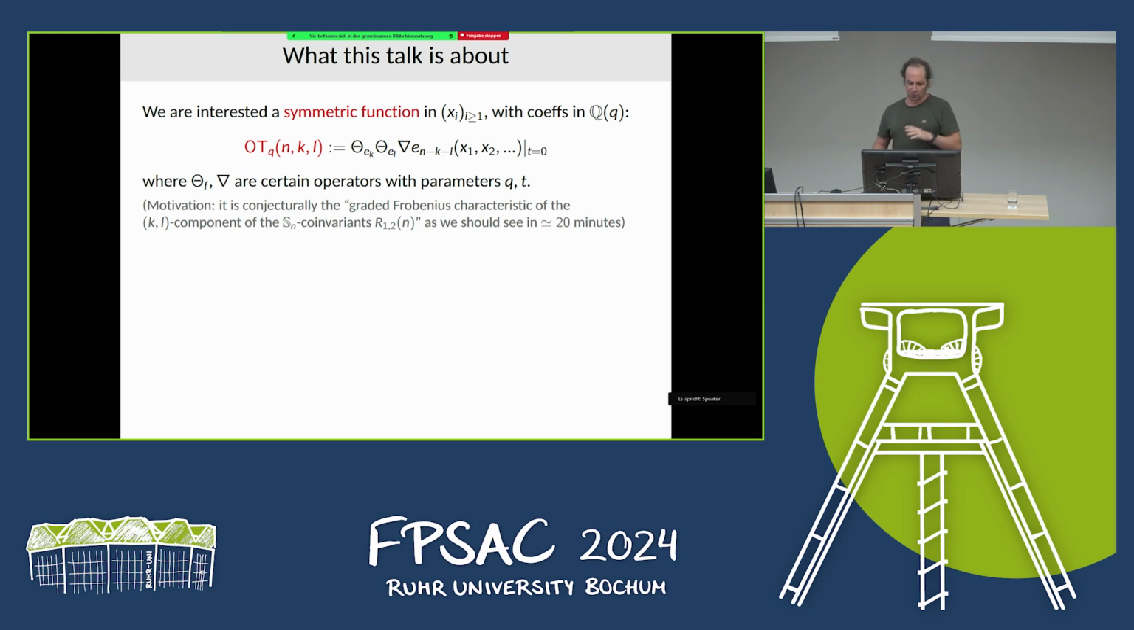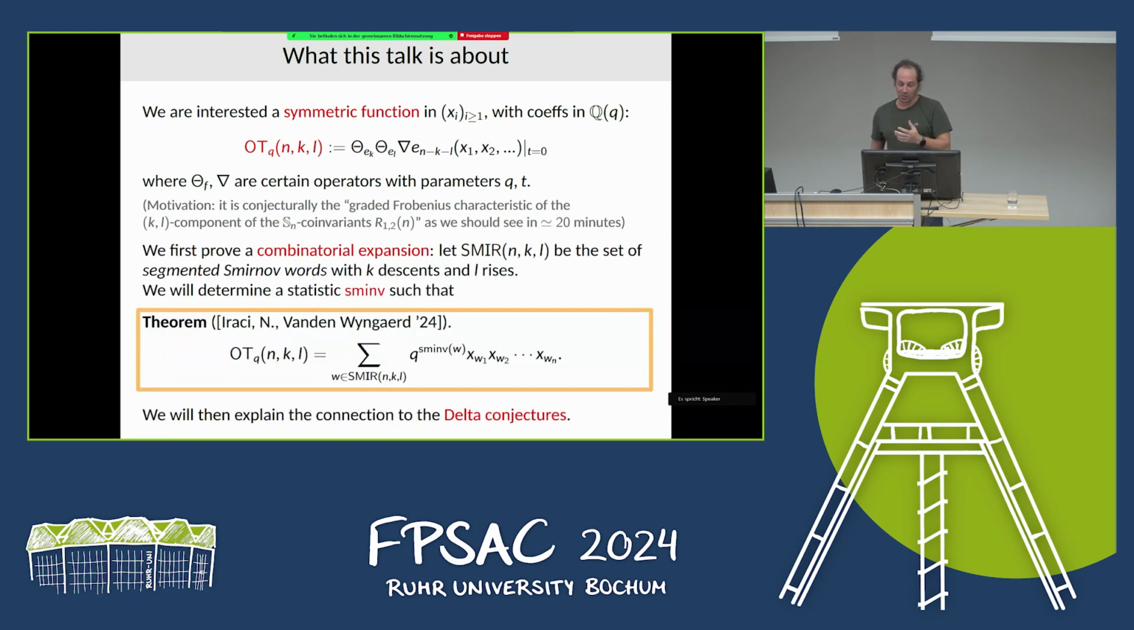But for the first part of the talk, let's say two-thirds maybe, I want to do combinatorics. So what we did mainly in this work is to give a combinatorial expansion. We see the theorem on the left-hand side. You have this symmetric function, and then you expand basically into monomials, okay? With some parameters, so you have an extra Q parameter. The sum is over so-called segmented Smirnov words, defined in the next slide, with certain descents and rises, and a certain statistic that we decided to call Sminversions.